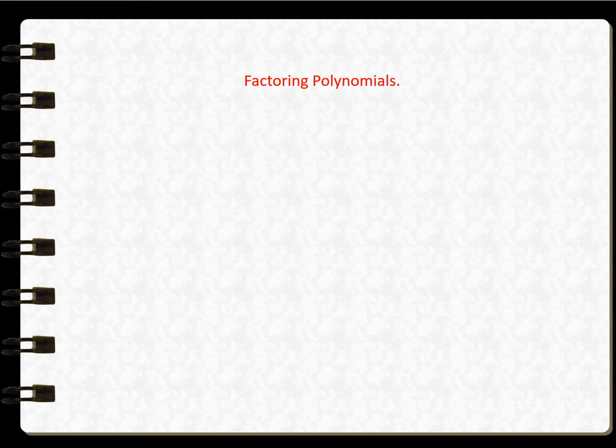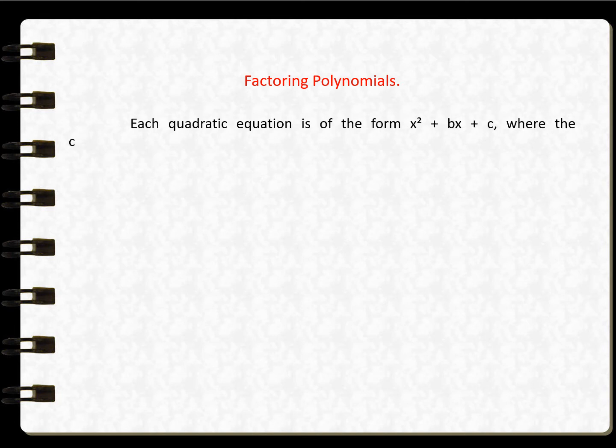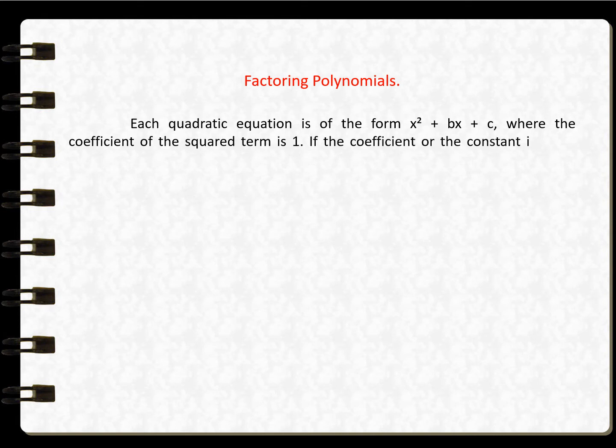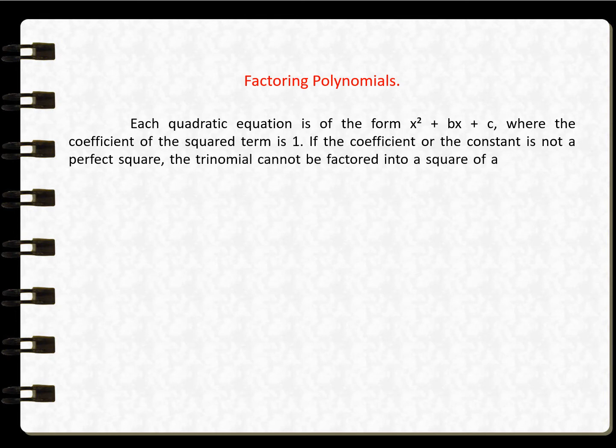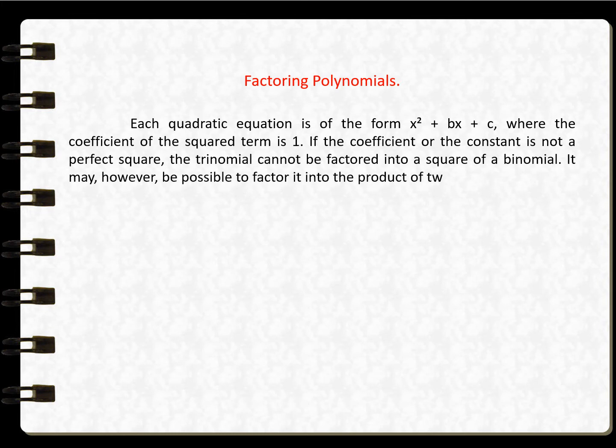What is factoring polynomials? Each quadratic equation is of the form x squared plus bx plus c, where the coefficient of the squared term is 1. If the coefficient or the constant is not a perfect square, the trinomial cannot be factored into a square of a binomial. It may, however, be possible to factor it into the product of two different binomials. Paano po yan?